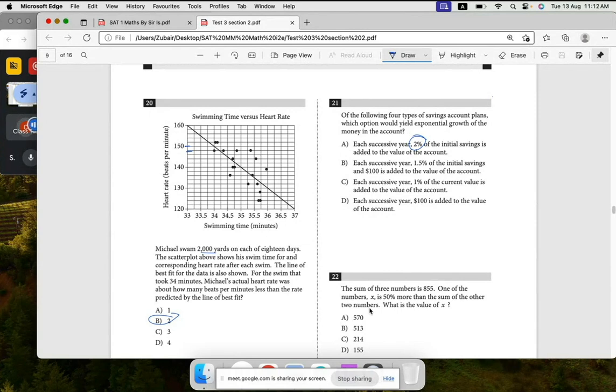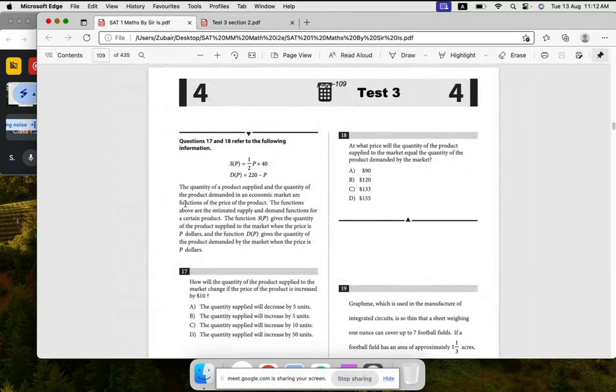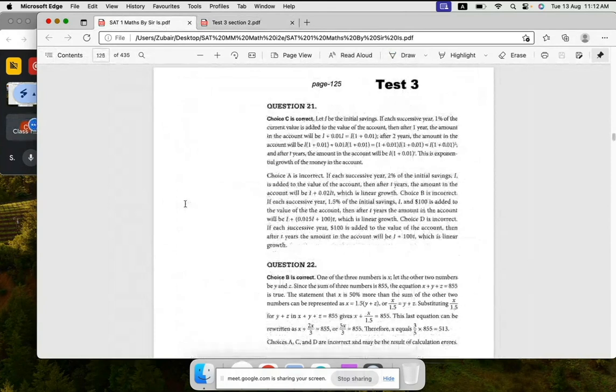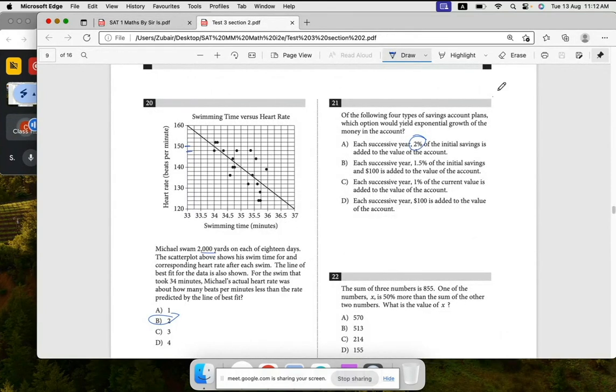What do you say? C, not A. What is the difference? Each successive year, 1% of the current value. Sorry, initial saving versus current value, compound interest. Clear? Clear, sir.